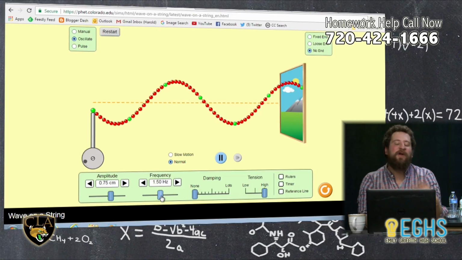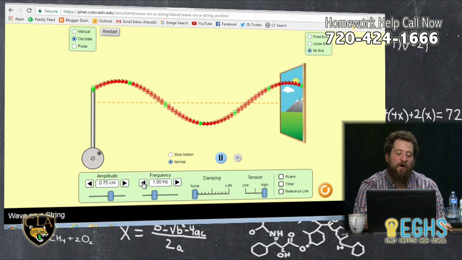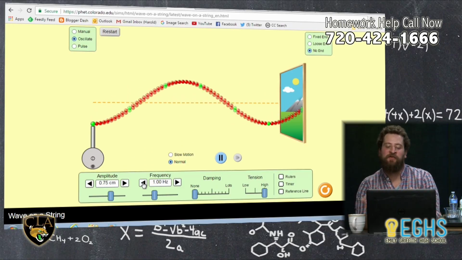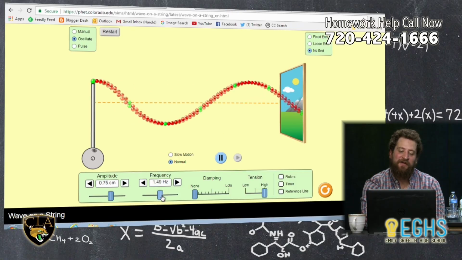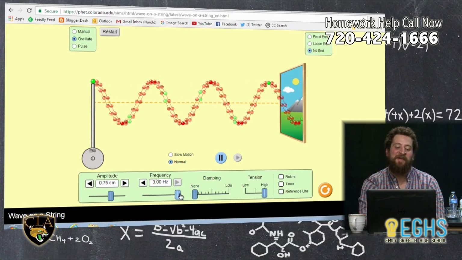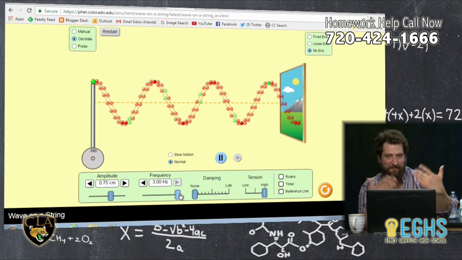If you're curious about what frequency is, I can lower the frequency to exactly 1 hertz. 1 hertz would mean that in every second we have 1 wave cycle moving forward, just as I talked about before. We can up that to, what can we get here? I guess we can only go up to about 3 hertz. There I'm at 3 hertz, so in this case we're producing 3 wave cycles per second.